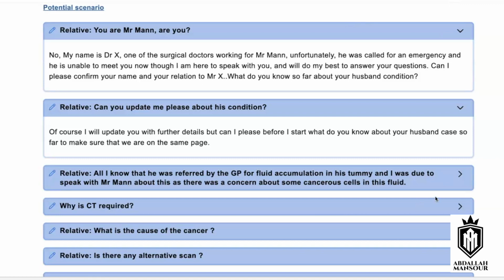Okay, fine. So you're saying that we're going to get a CT scan to find out what is the source of those cancer cells that you mentioned. Is that correct? Yes. Okay. When are we getting the CT scan? We're getting it done today?